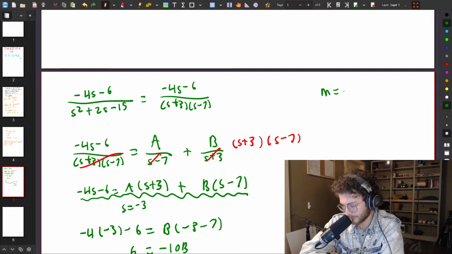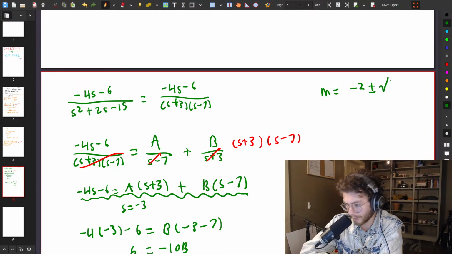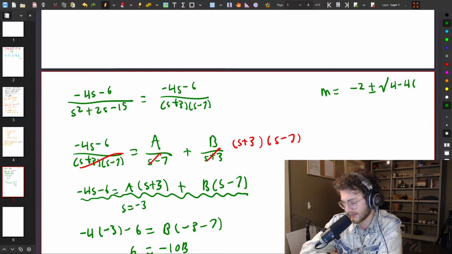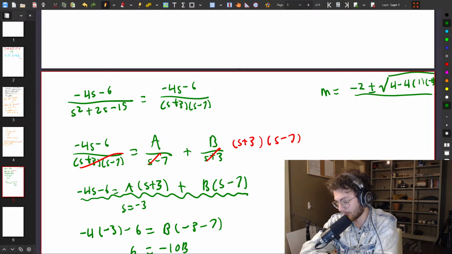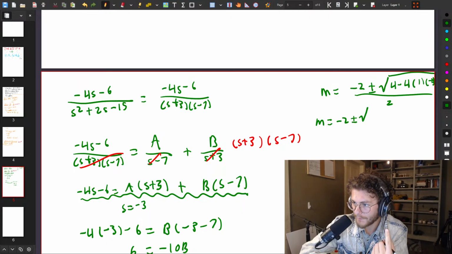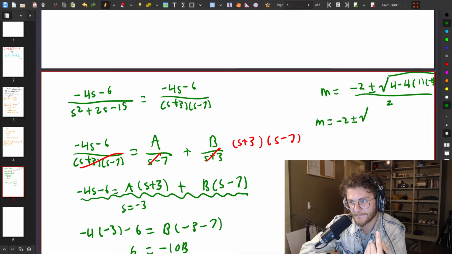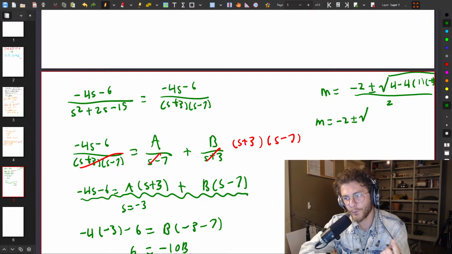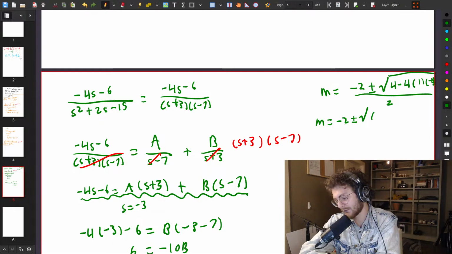So m equals -2 plus or minus the square root of 2 squared, which is 4, minus 4 times a, which is 1, times c, which is -15. We're running out of space. Over 2a, which is 2. So that's going to be m equals -2 plus or minus the square root of minus 4 times 15. That's 60. Negative 60 times negative is positive 60 plus 4 is 64. So that's 64. Square root of 64.